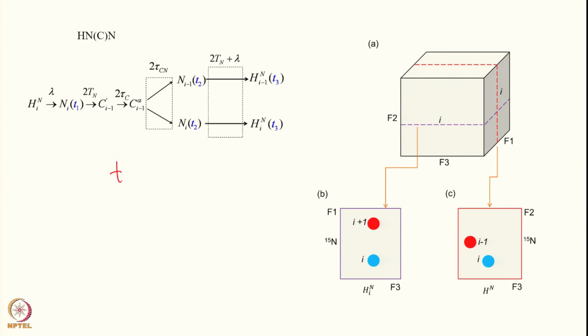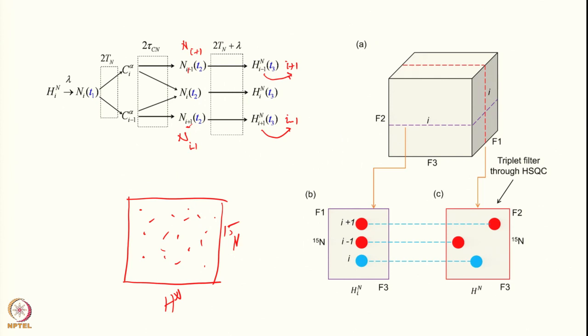So T1 is N15, T2 is also N15, and T3 is amide. This was also the case in the previous one. Maybe I should also write that here. So here also T1 is N15, T2 is also N15, and T3 is amide. Therefore, you will have 3 dimensional spectra in this manner.